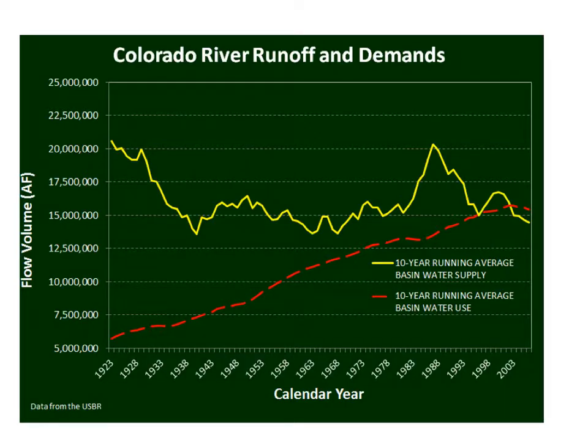In this graph, you can see the flow rate of the Colorado River in 5-year increments over time. And you can see the demand for water from the Colorado River. The demand for water has increased steadily, and in the last 20 years, demand seems to have exceeded the capacity of the river to supply water.